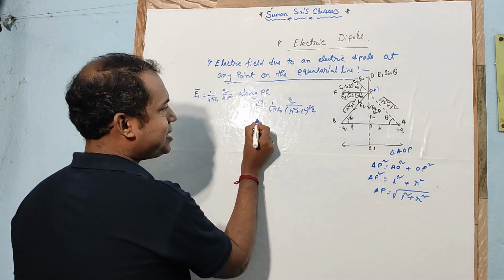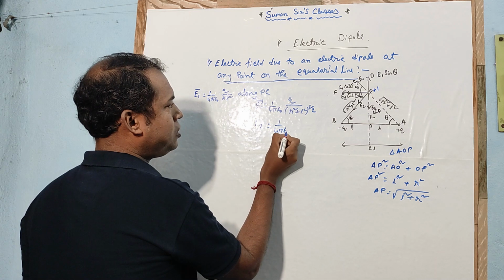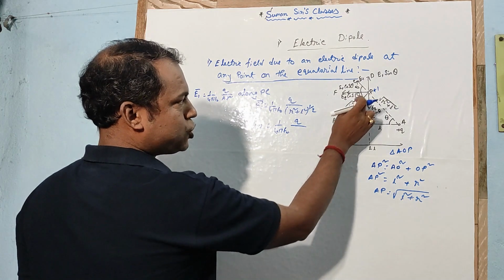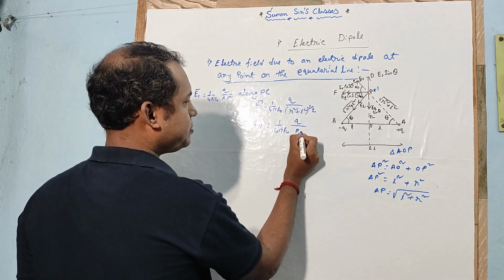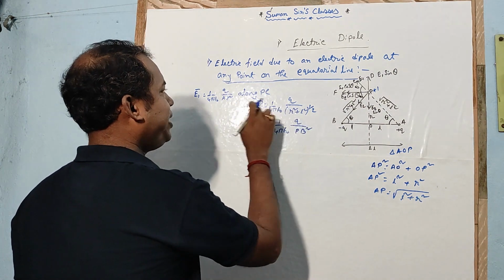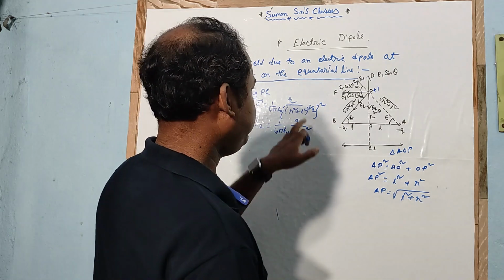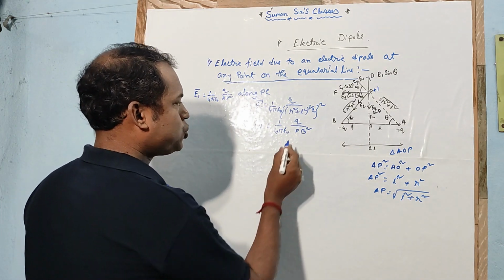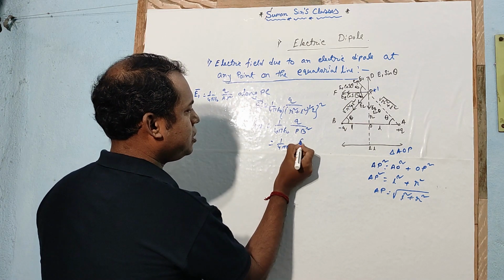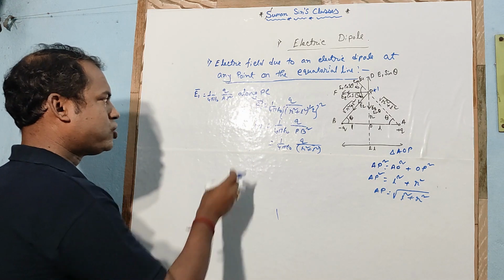In the same way, we write E2. E2 equals 1 by 4 pi epsilon naught, q by PB square, since it is directly along PB. When we take the square, you neglect the power of half, that is the root. So PB square means E2 equals 1 by 4 pi epsilon naught, q by (r square plus l square). Okay, so this is E1 and E2.